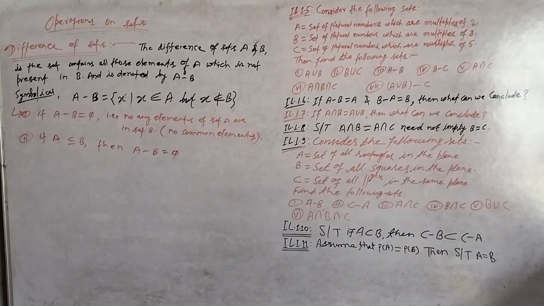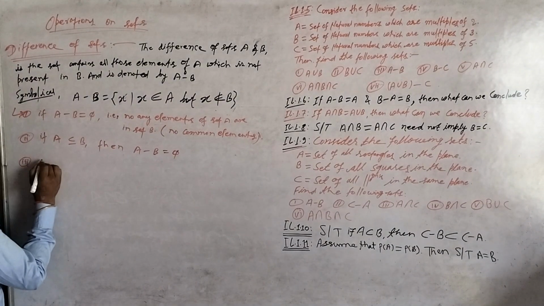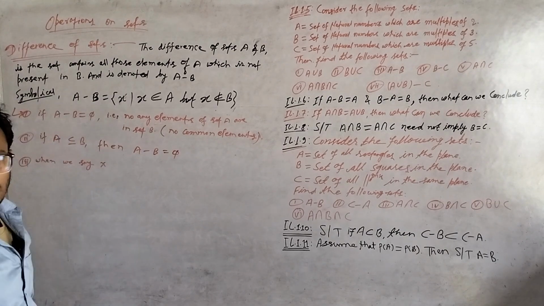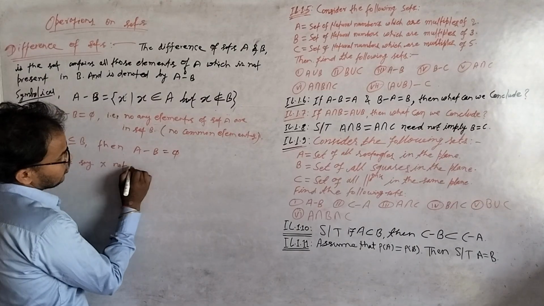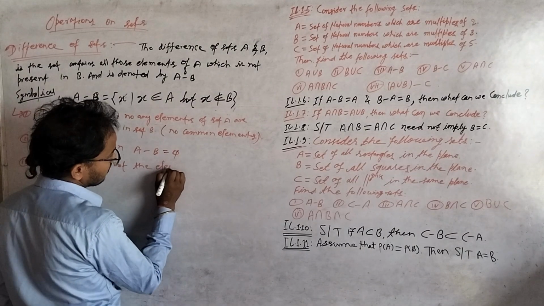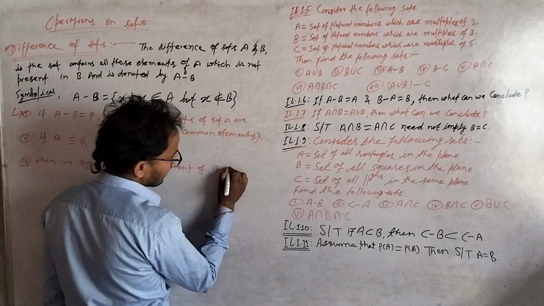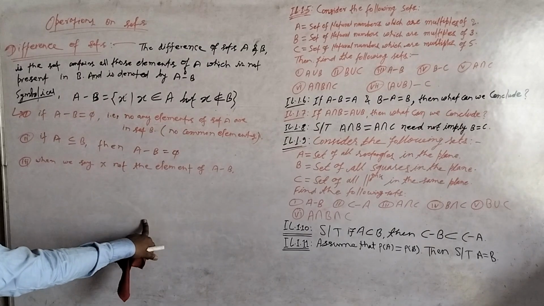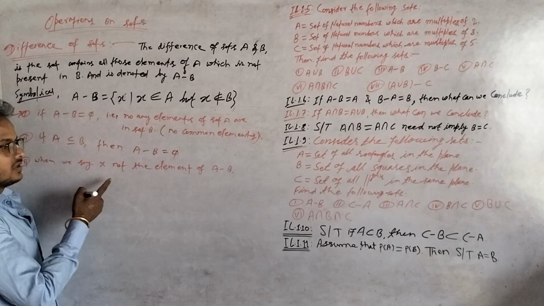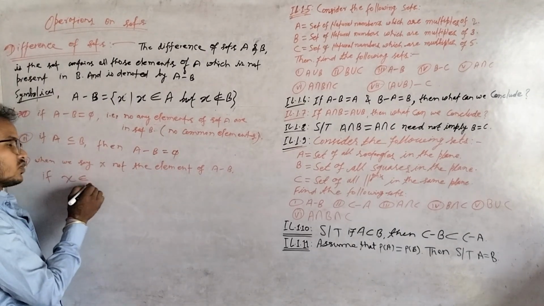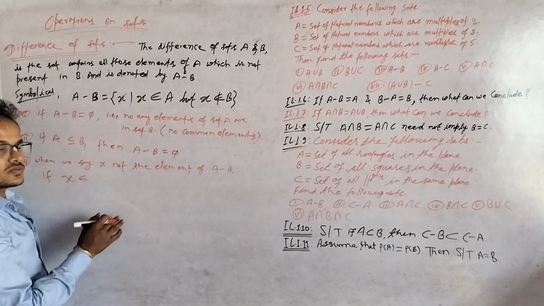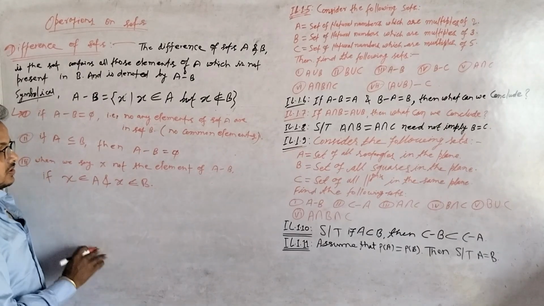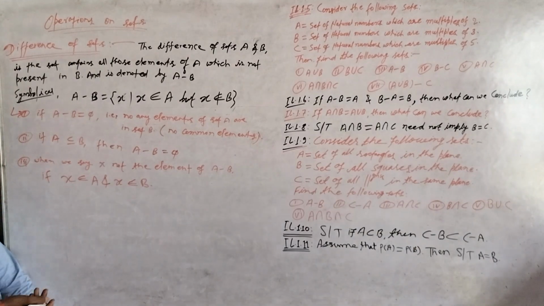And the next property is, X is not an element of set A minus B. When we say X is not an element of A minus B, it means X belongs to both sets, so it is subtracted out or cancelled out from A minus B. If X belongs to A and X belongs to B, जब X हमारा दोनों में होगा तभी A minus B का नहीं होगा क्योंकि वो cancel out हो जाएगा, subtracted.